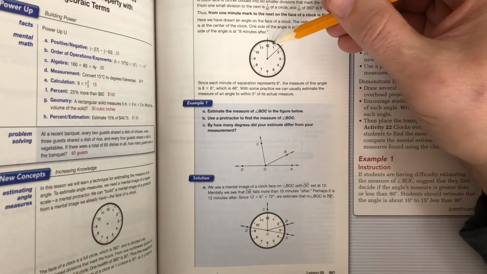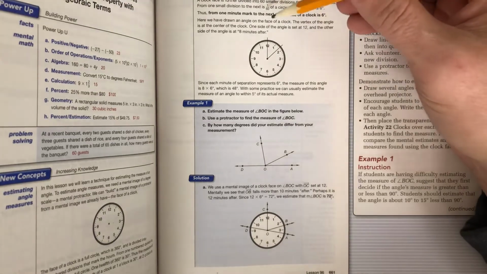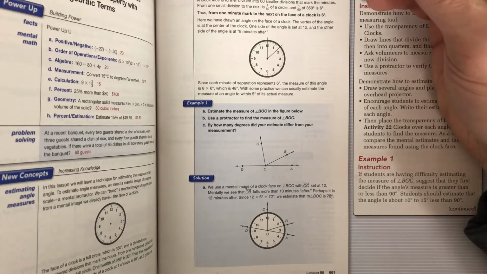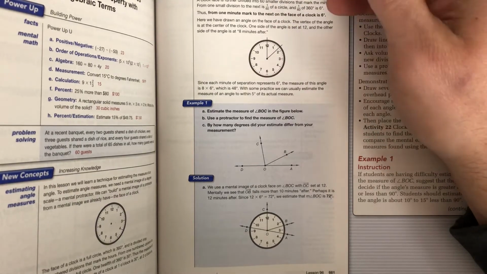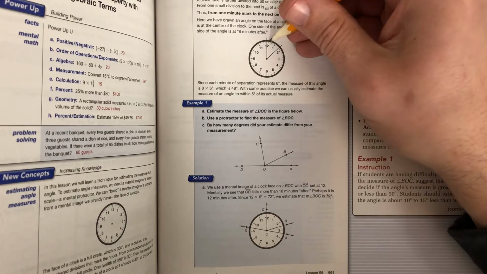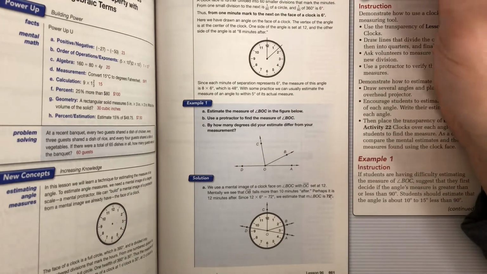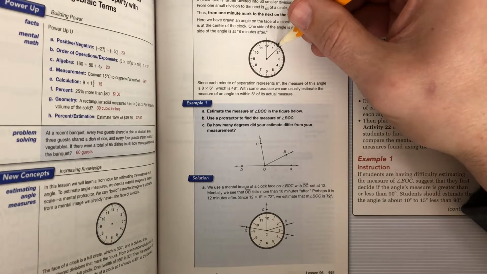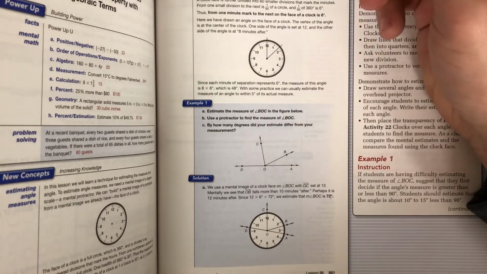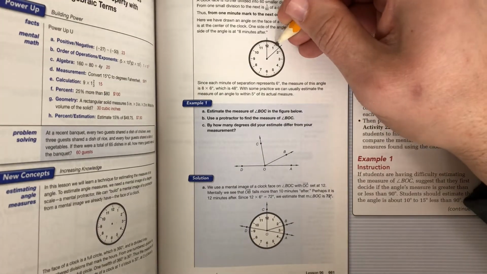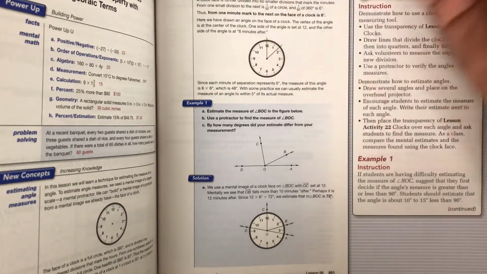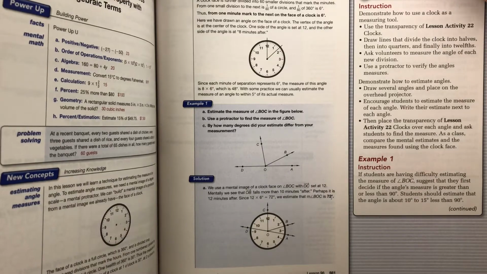Now, each of these minutes would be 1/60th, because there's 60 of them in a full circle, full clock. So if I take 360 divided by 60, that means each of these represents 6 degrees. So this angle goes past the 30, and then it has 1, 2, 3 more 6s, okay? So 6 times 3 is 18, so 30 plus 18 is 48, so this is about a 48 degree angle. All right, so that's how you can use a clock to estimate angle measures.